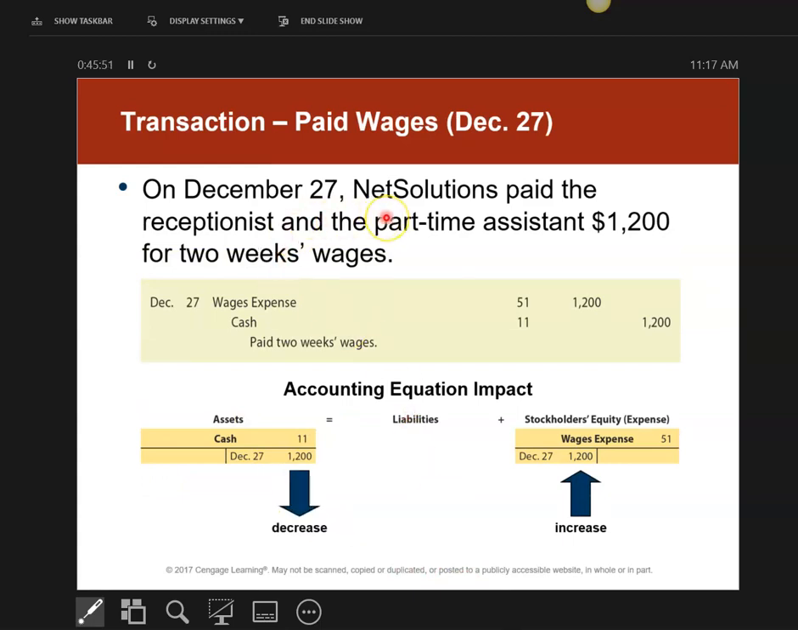On December 27th, I paid $1,200 for wages. When I spend the money, I credit the cash. And what did I pay for? I paid for wage expense. I debit. Again, expenses are always only debited. So here's my journal entry. Here's what's happening down in the T account or the accounting equation. This is just an example of what's showing the impact on the equation.